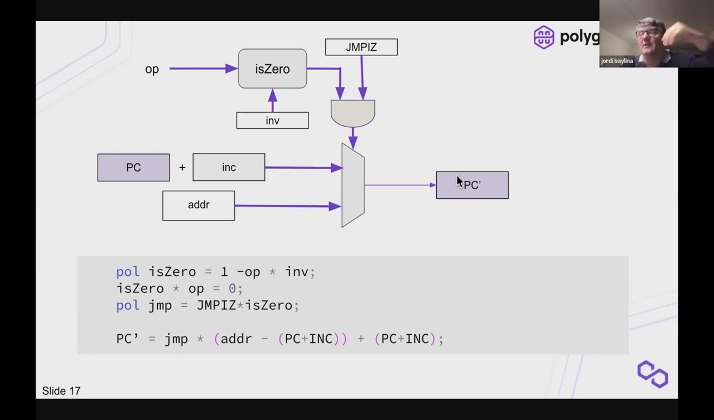This address may, for example, be part of the instruction. So here is the E0, and at the end is the PC's jump. If it's jump, then I'm going to the address, and if jump is 0, then I'm going to PC plus inc. Inc is 1, which is the next instruction.